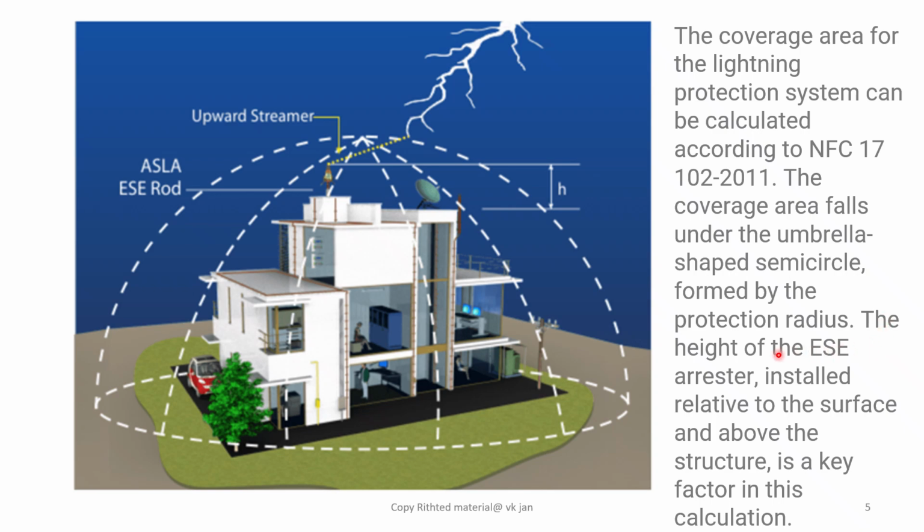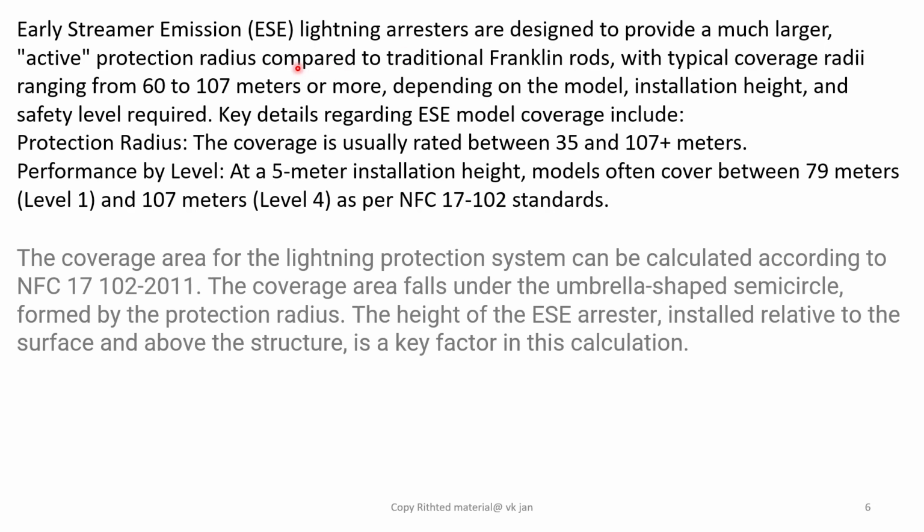The height of the ESE arrestor installed relative to surface and above the structure is a key factor for the calculation. Dear friends, ESE lightning arresters are designed to provide a much larger active protection radius compared to traditional Franklin rods, with typical coverage ranging from 60 to 107 meters or more, depending on the model, installation height, and safety level required.